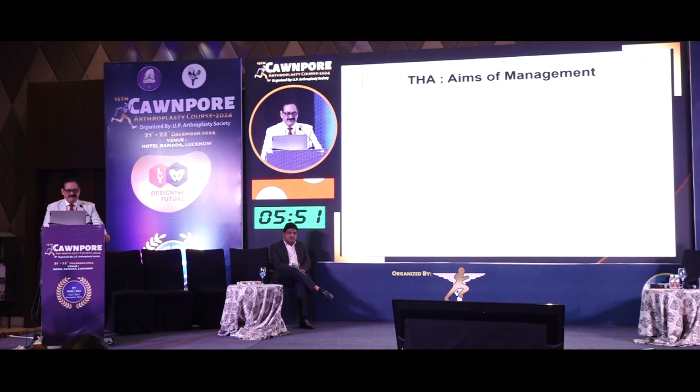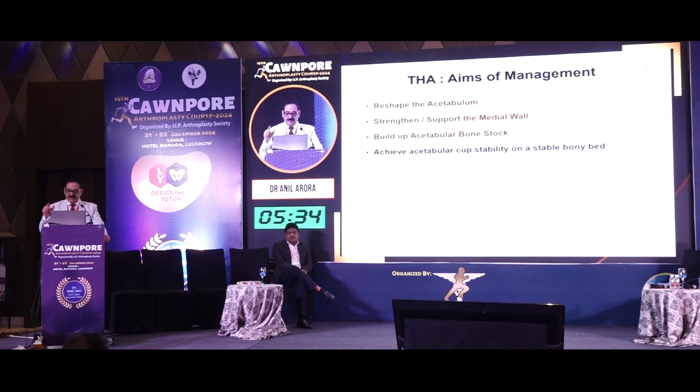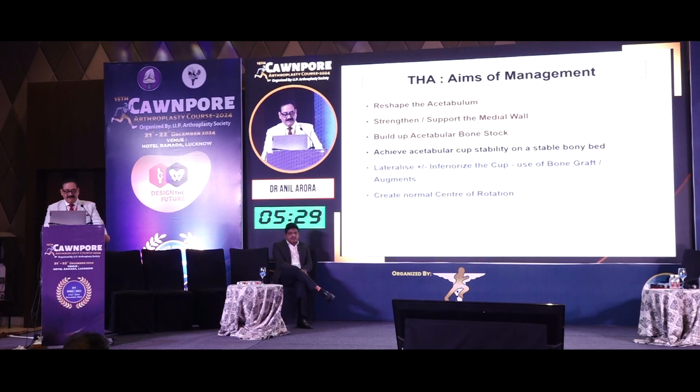What are our aims of management? Number one is to reshape the acetabulum, which is divergent, to make it convergent, strengthen the medial wall, restore the bone stock, achieve cup stability on a stable bony bed after grafting, and restore the biomechanics of the hip by lateralizing and inferiorizing if required with the use of bone grafts or augments, create a normal center of rotation, restore femoral offset, and soft tissue balancing.